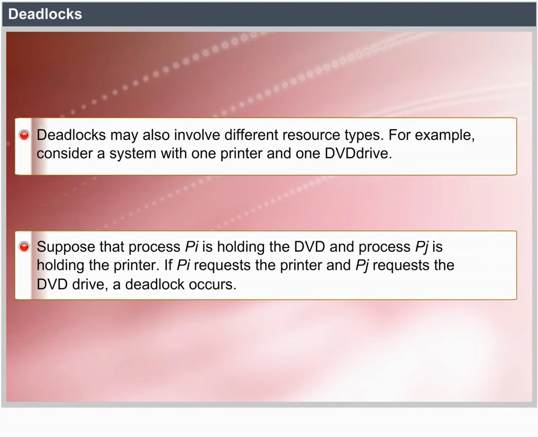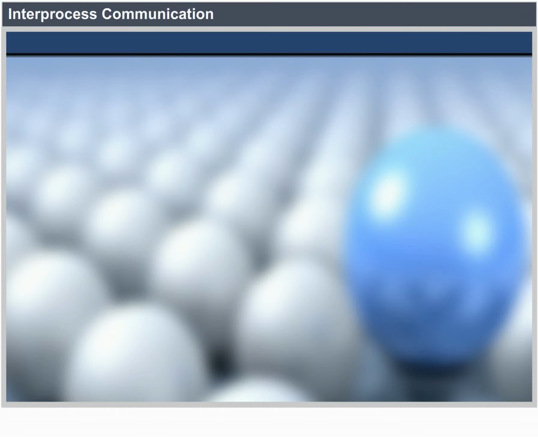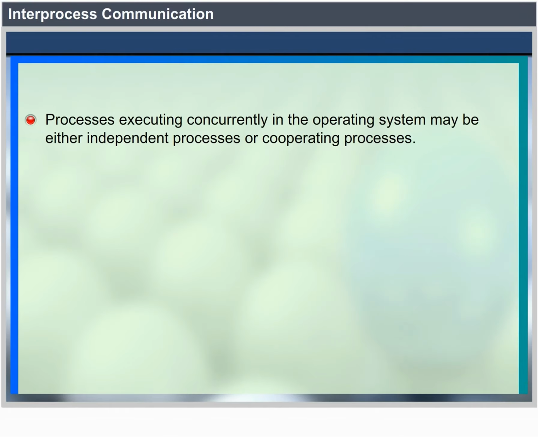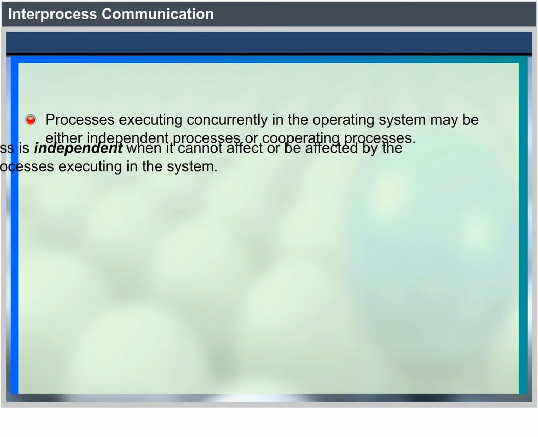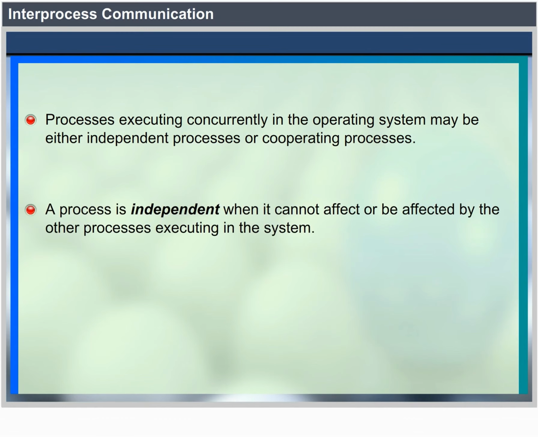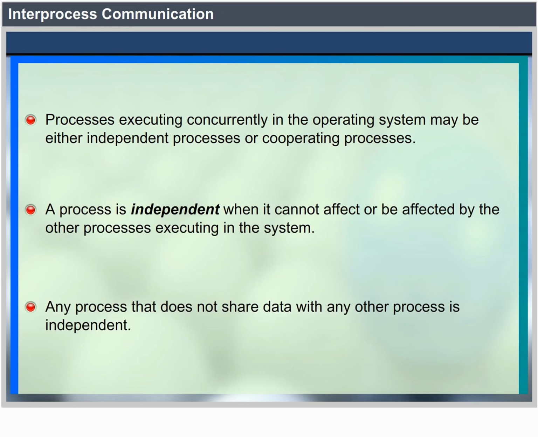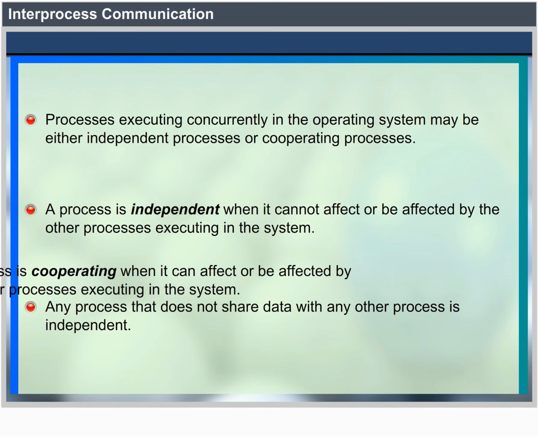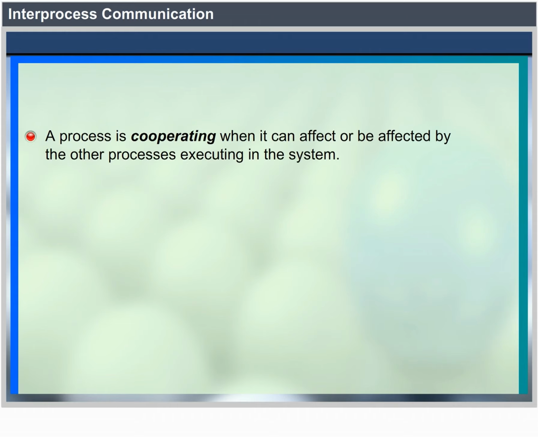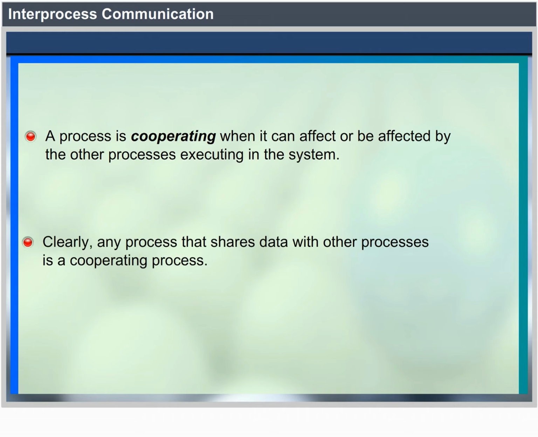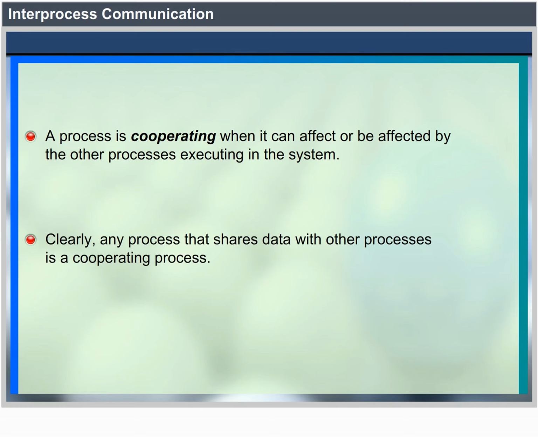Inter-process communication. Processes executing concurrently in the operating system may be either independent processes or cooperating processes. A process is independent if it cannot affect or be affected by the other processes executing in the system. Any process that does not share data with any other process is independent. A process is cooperating if it can affect or be affected by the other processes executing in the system. Clearly, any process that shares data with the other processes is a cooperating process.